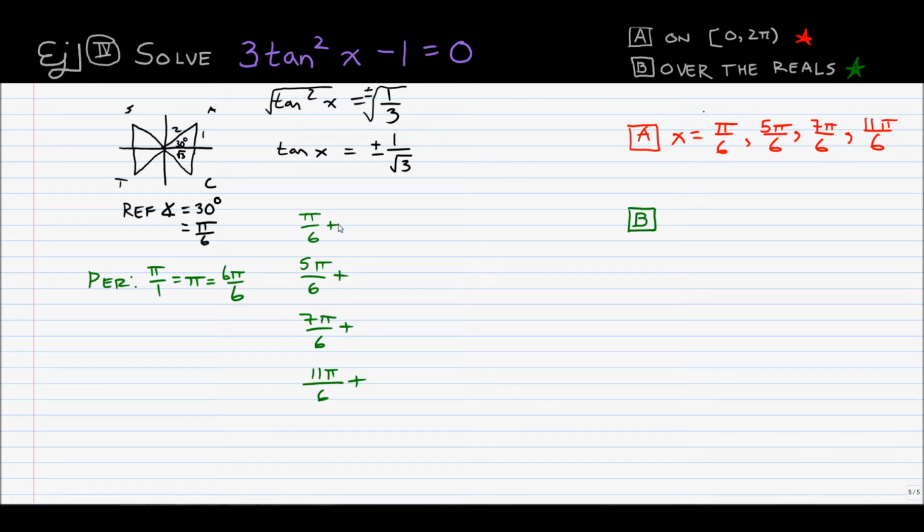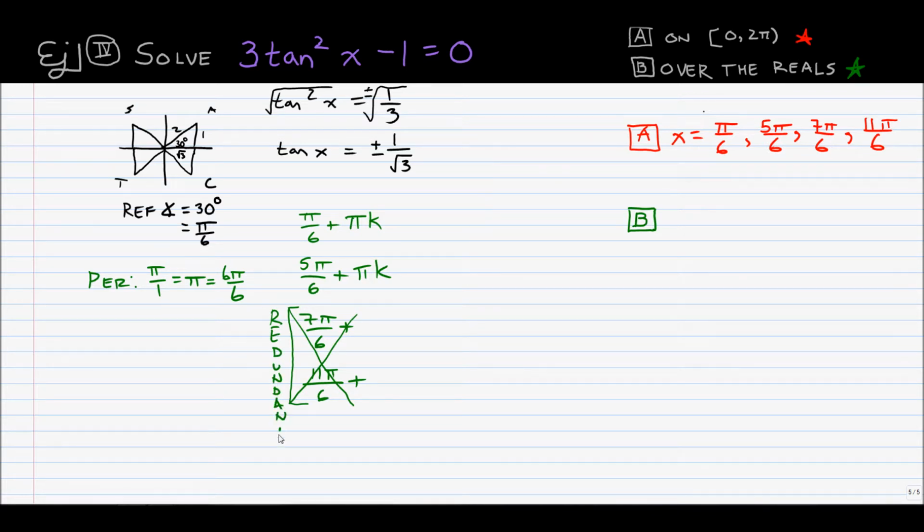So let's see, watch what happens if we add our period of pi, otherwise known as 6 pi over 6, to the first one. Pi over 6 plus 6 pi over 6 equals 7 pi over 6. Oh, look at that. That's interesting. What if we add it over here? 5 pi over 6 plus 6 pi over 6 is 11 pi over 6. Look at that. We don't really need these guys. If we just add a period each time, in this case the period is pi, if we just add pi k, we're going to get 7 pi over 6 and 11 pi over 6 already automatically. So in fact, those guys are redundant.